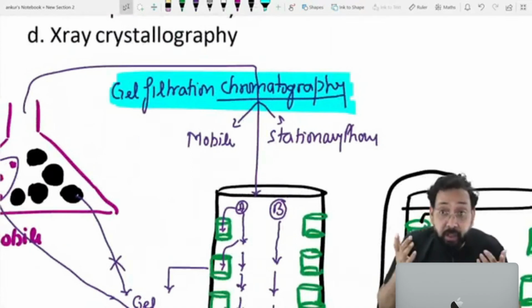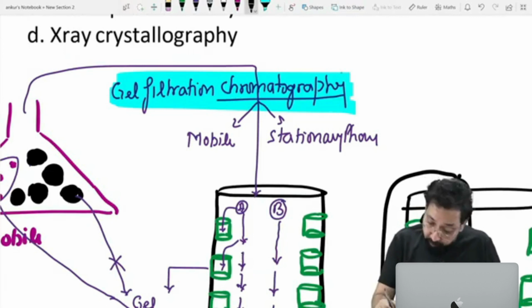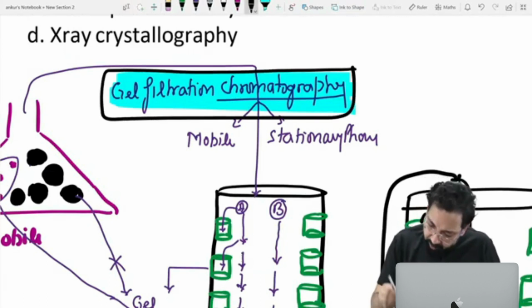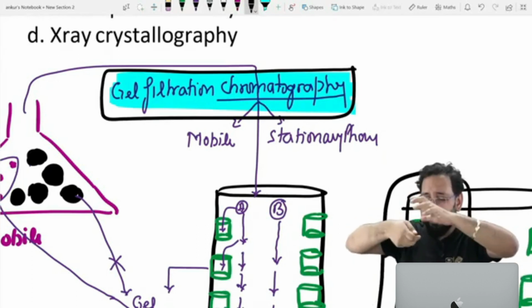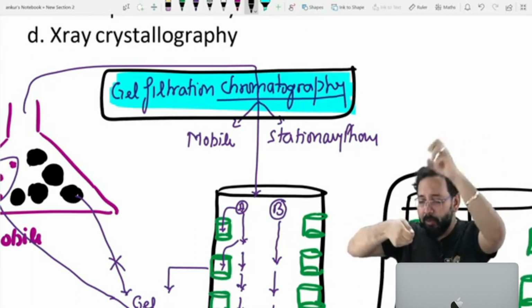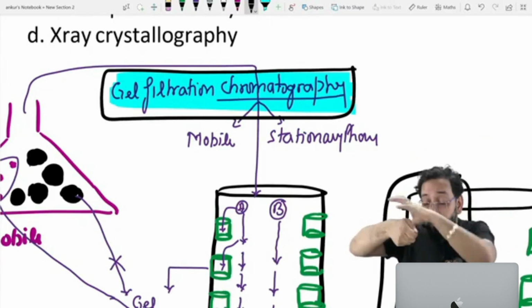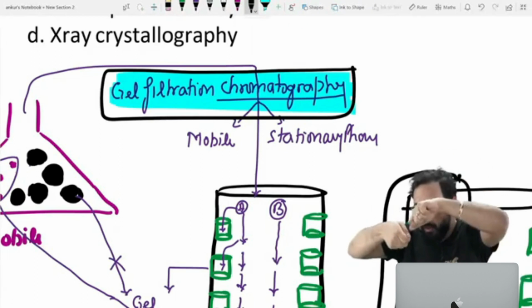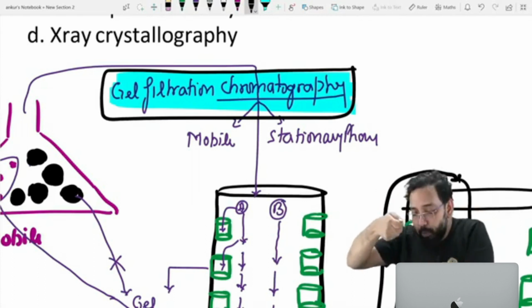It is not a sieve-like structure. Remember when the question was asked, in gel filtration chromatography, which protein comes out first? Students thought of filtration: if I take a sieve and pass a solution of large and small protein, the large protein will remain in the sieve and the small protein will come out.